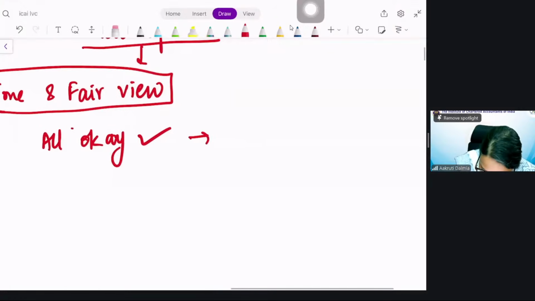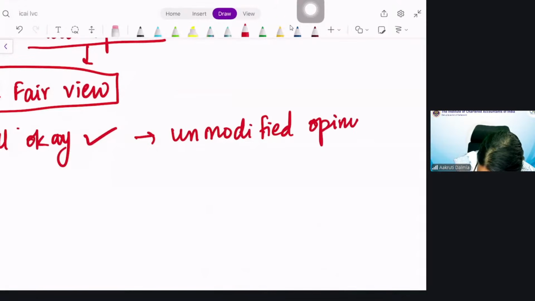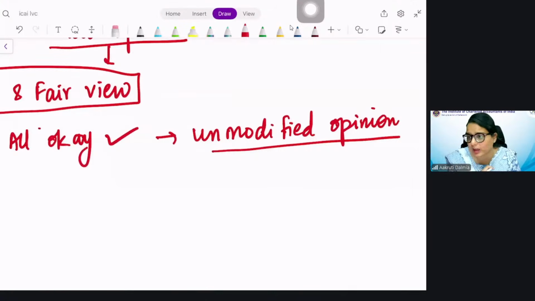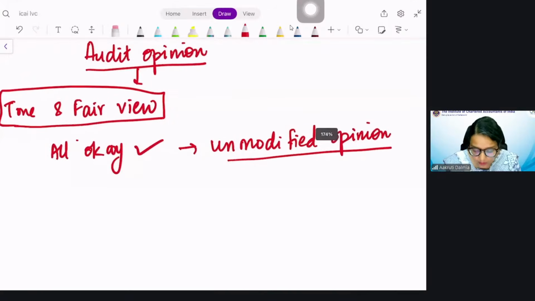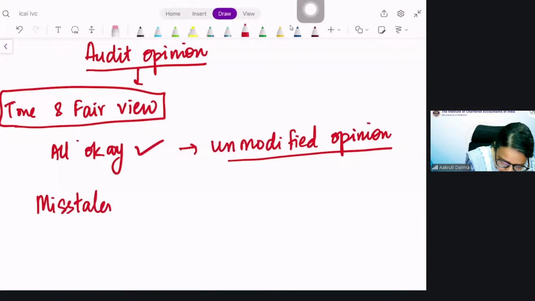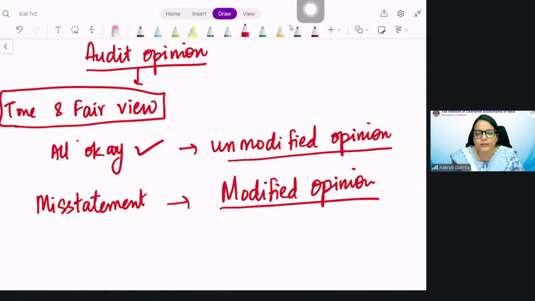This is called an unmodified opinion. What is it called? Unmodified opinion. Remember this word, it will be used in the chapter many times. So when all is okay, you give an unmodified opinion. But if there is some misstatement and all is not okay, then we have to give something called a modified opinion.